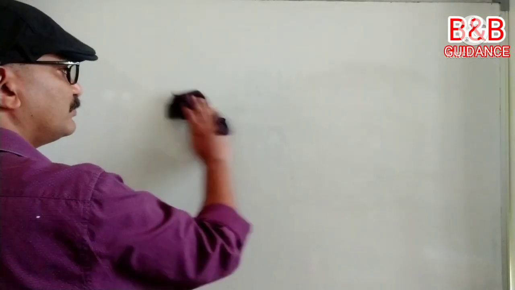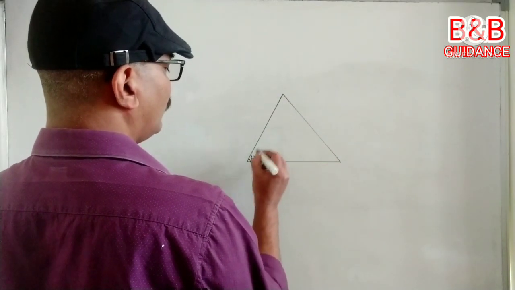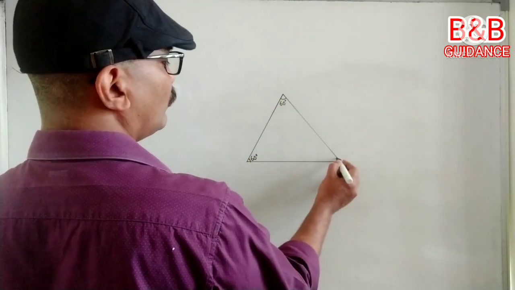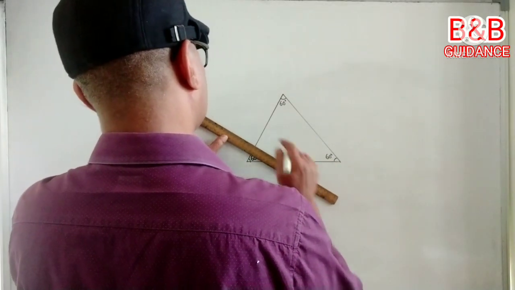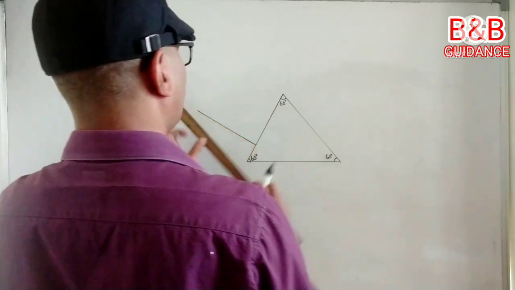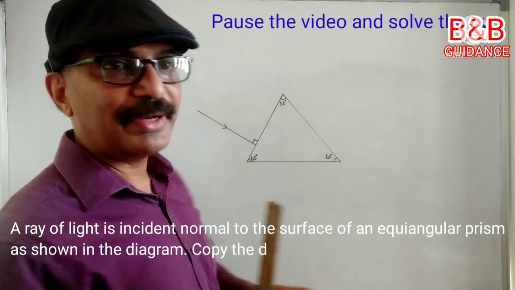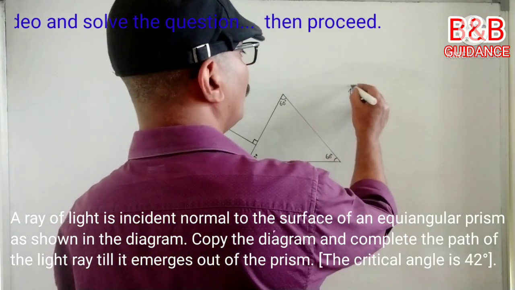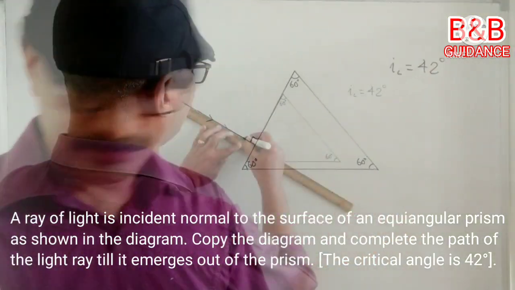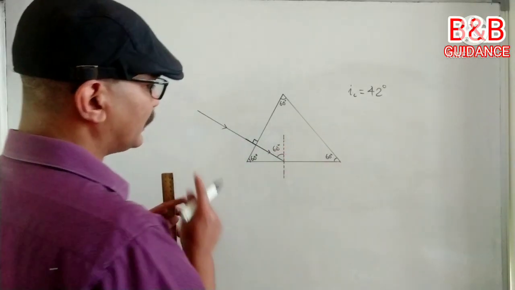And let me go for another question. This one is an isosceles, not isosceles, equilateral prism. Okay, and a ray of light falls here, normal to the surface. Copy and complete the path of the ray. Critical angle is equal to 42 degree. Light ray goes without deviation and will reach here. Sorry, this angle is 60 degree.